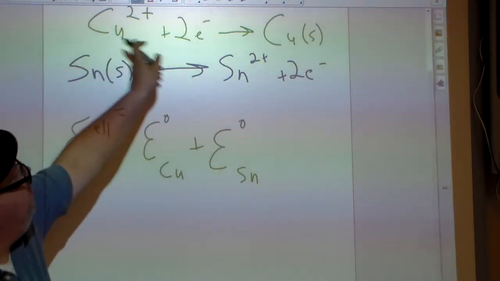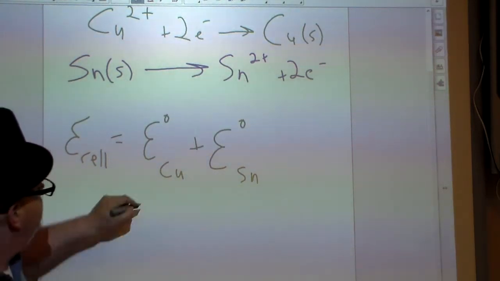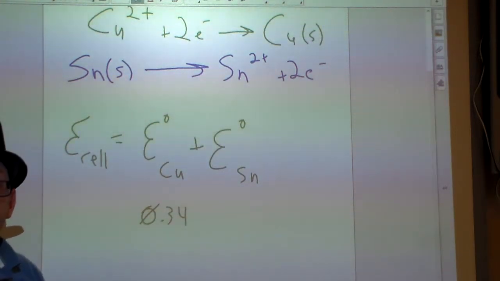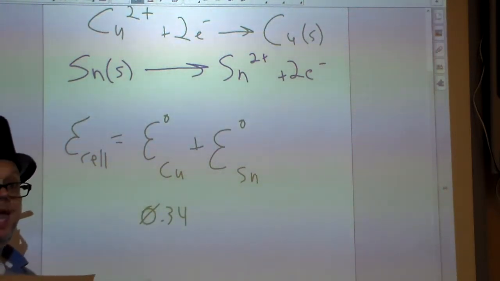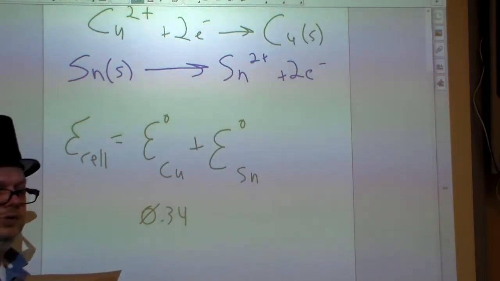Now since the copper is already going in the direction we want, the value of the copper is going to be 0.34. It's positive. That tells us that we're going to get some electricity out of this. We're going to get some electrical energy out of this as a result of this.